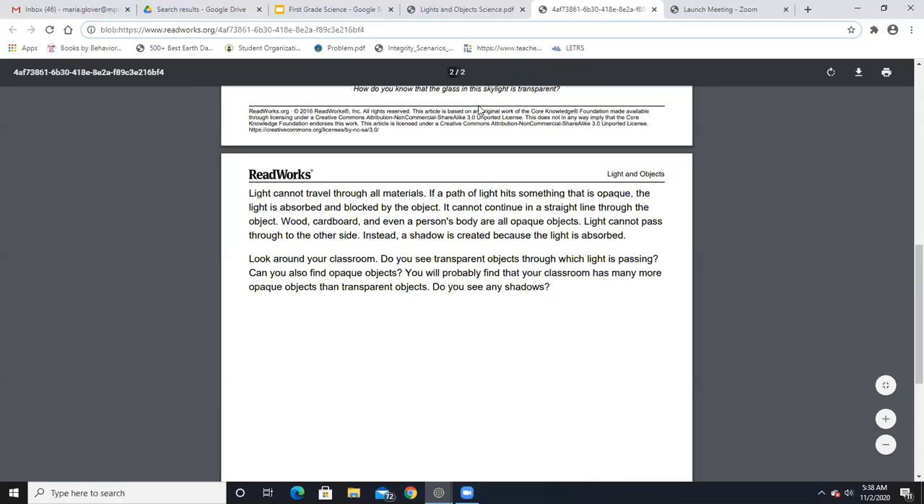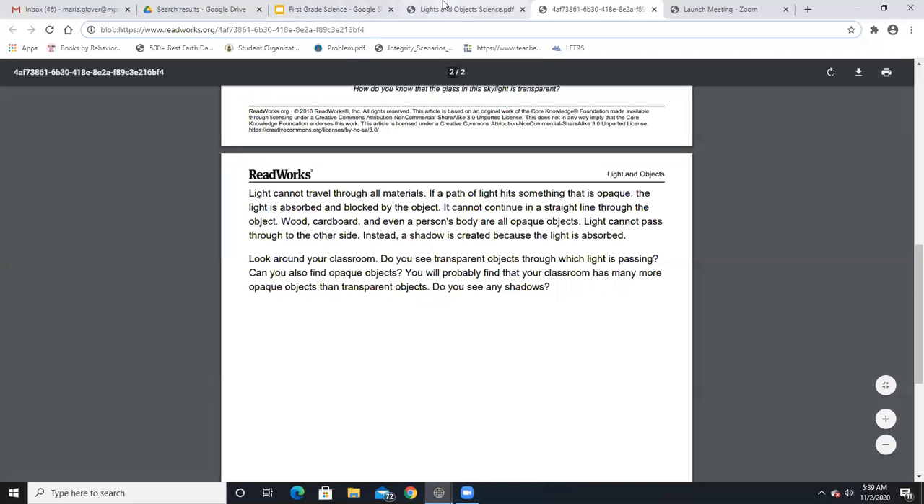Look around your classroom or your home. Do you see transparent objects through which light is passing? Can you also find opaque objects? You will probably find that your classroom or home has many more opaque objects than transparent objects. Do you see any shadows?